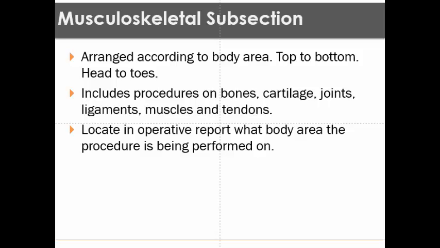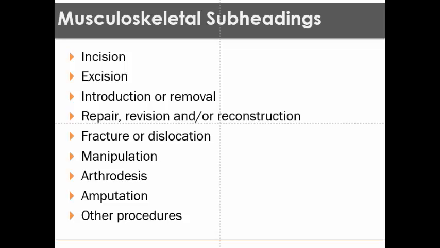First, you need to locate in your op note what body area the procedure is being performed on. After you figure out which body area the procedure is being performed on, you want to figure out what was done. Under each body area, you will find some subheadings. You can have one or more. It can read incisions, excisions, introduction or removal, repair, revision, reconstruction, fractures, dislocation, manipulation, arthrodesis, amputations, and any other procedures that may not be listed above.